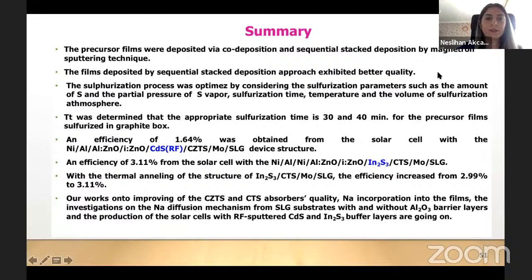If we summarize our results, when we compared the deposition approaches of the precursor films, I can say that the sequential stack deposition approach exhibited better quality of the films. And for the sulfurization process, the sulfurization parameters such as the amount of sulfur powder, the partial pressure of sulfur vapor, sulfurization time, temperature, and the volume of the sulfurization atmosphere are very important in terms of obtaining better quality films. And at 30 and 40 minutes for our precursor films, we obtained the better results in the graphite box.